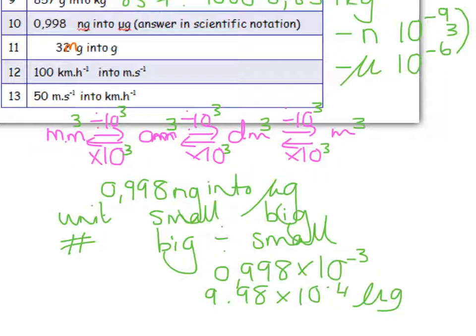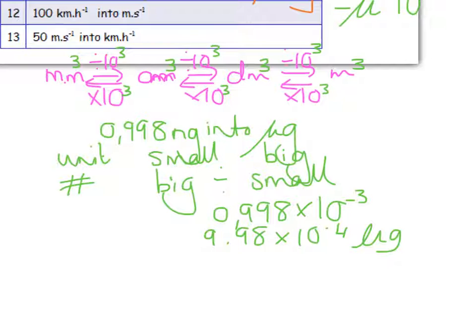If I'm going from milligrams into grams, I am going to land up dividing by 1,000. So I simply divide 32 by 1,000, and I get 0.032 grams.